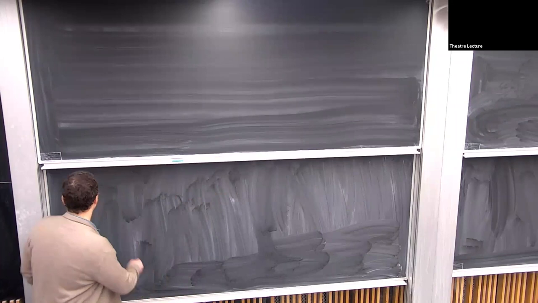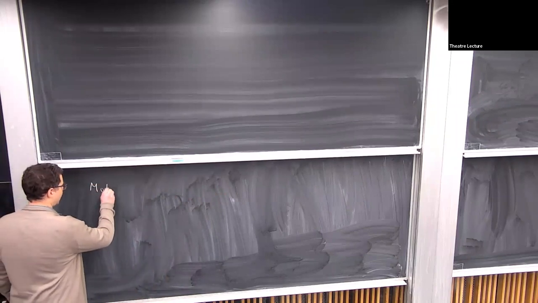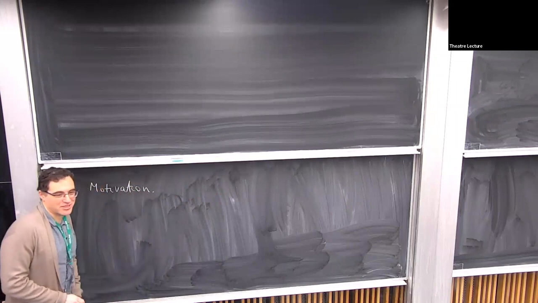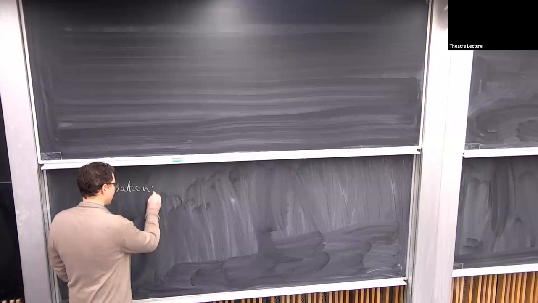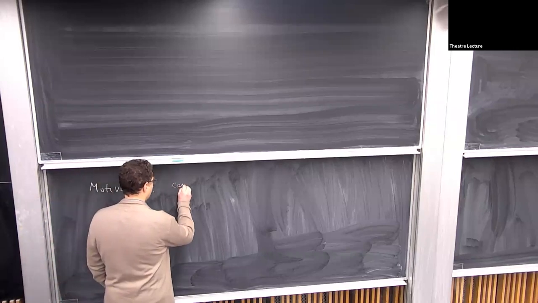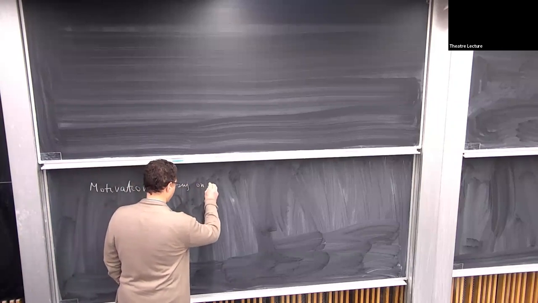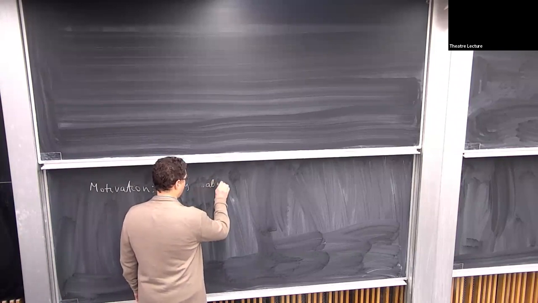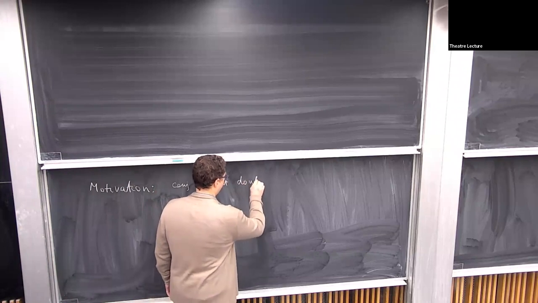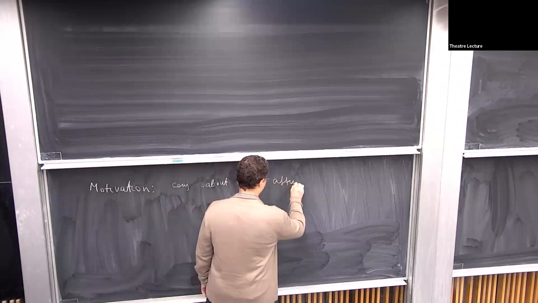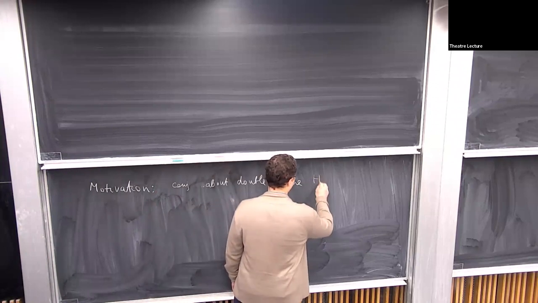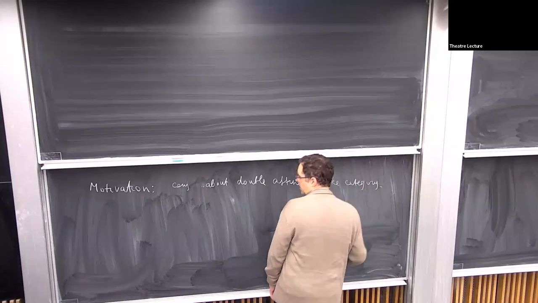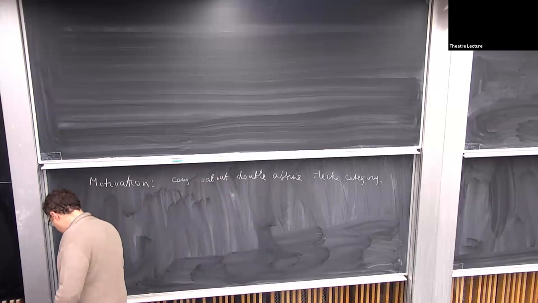Okay, so I will start with a kind of general motivation, and frankly, it's far from the motivation to the result. So, a conjecture: the equivalence of double affine Hecke categories, something related to the classical limit of geometric Langlands.